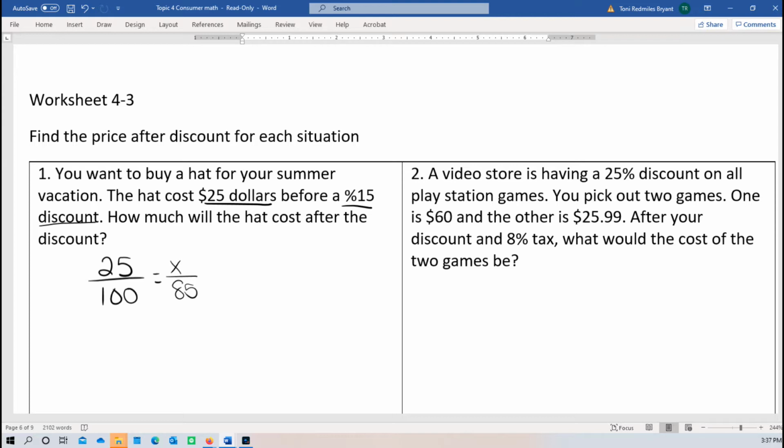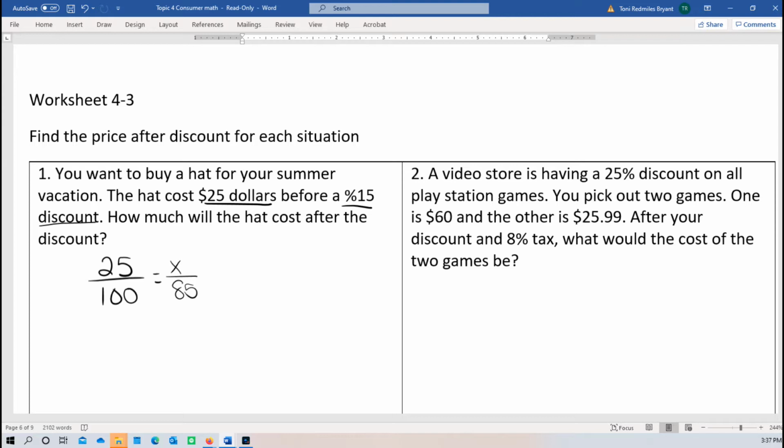When we did taxes and we did fees, we would add that percentage to the cost because we were paying that much more than 100% of the cost of our items. Now we're paying less than 100% of the cost of our items, so we actually subtract it from 100%.